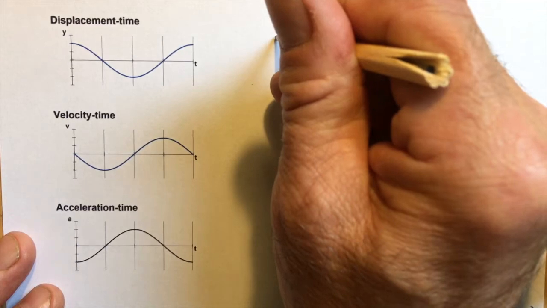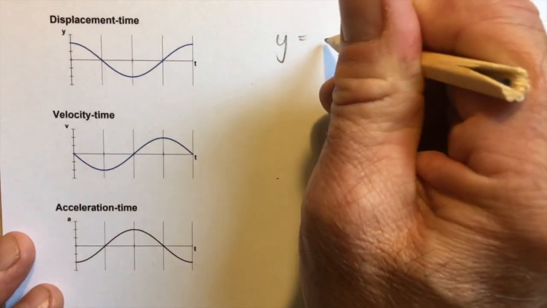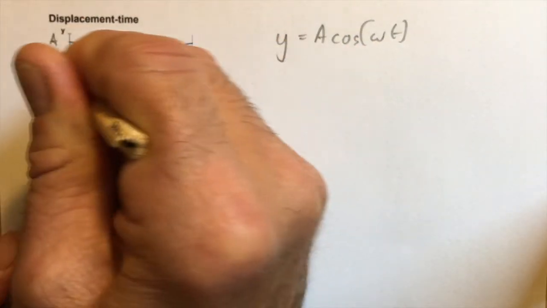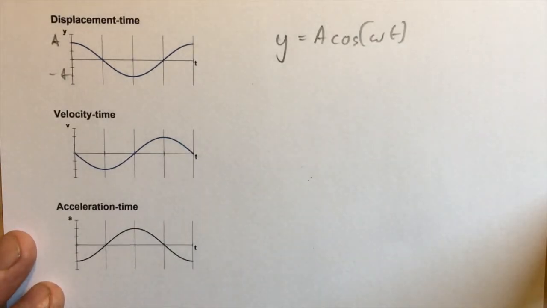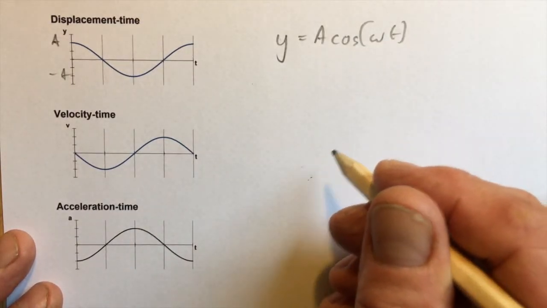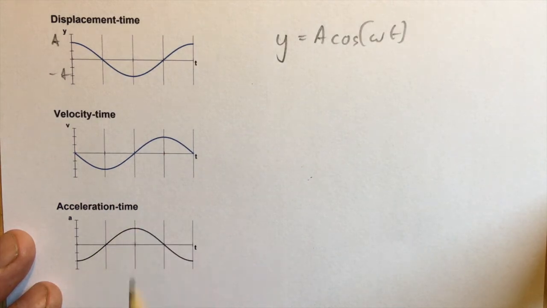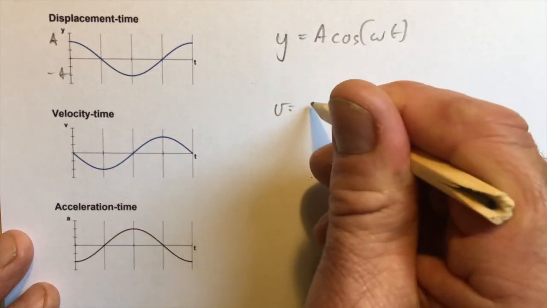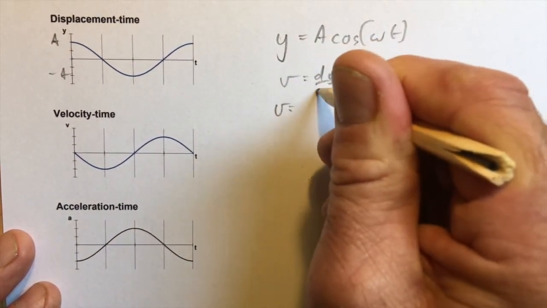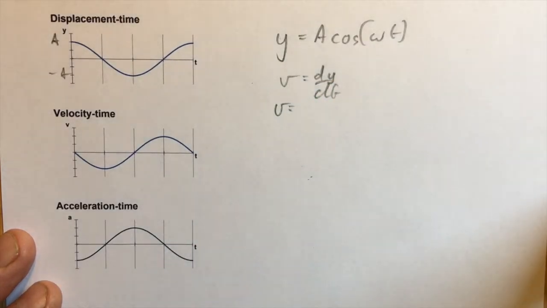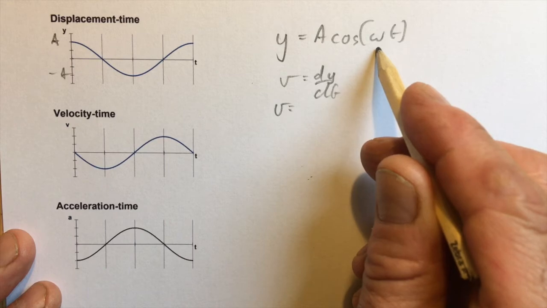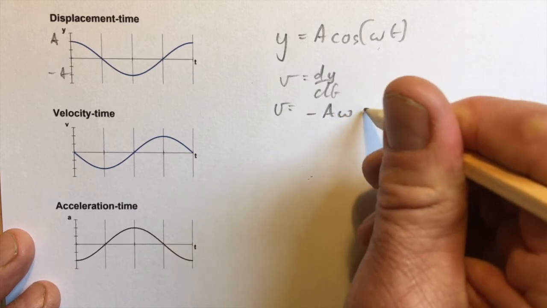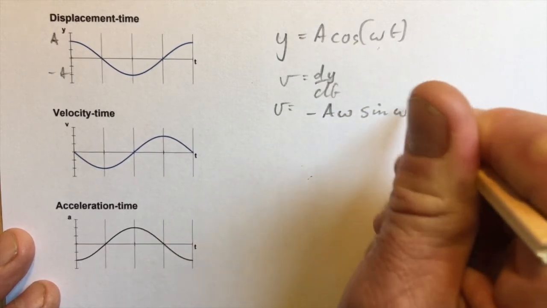So we've got a harmonic function, y equals a cos of omega t. That's the amplitude, that's negative amplitude there, and that's time running along. So let's see if we can work out what the equations are for velocity and acceleration using a bit of calculus. So velocity is going to be dy by dt. Now when you're differentiating cos, remember you multiply by whatever's inside the brackets and change it to a minus sine. So you end up with equals minus a omega sine omega t.